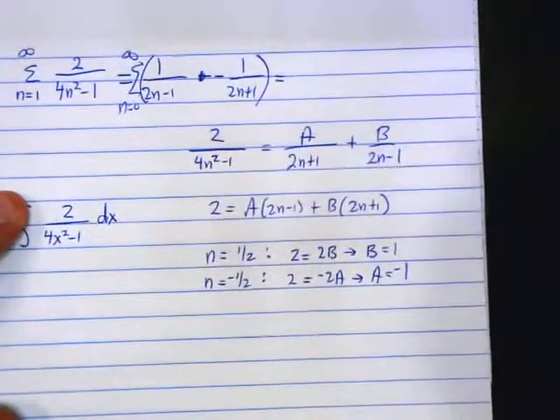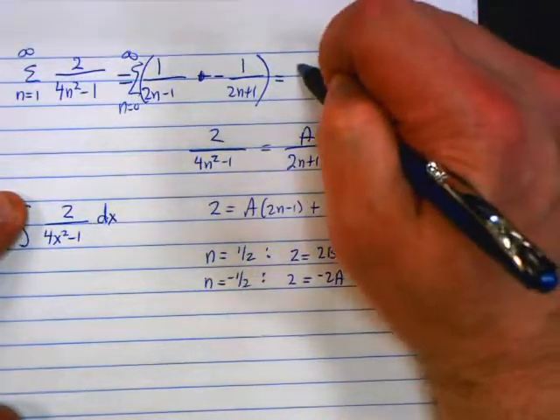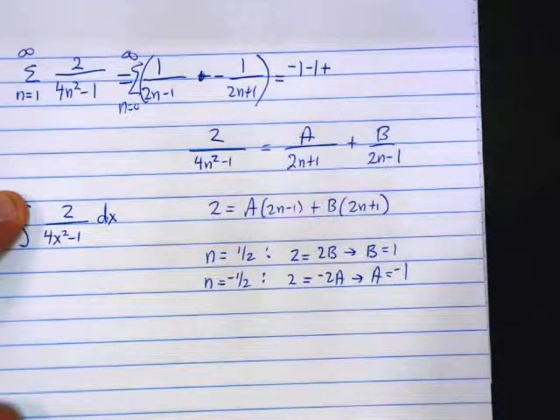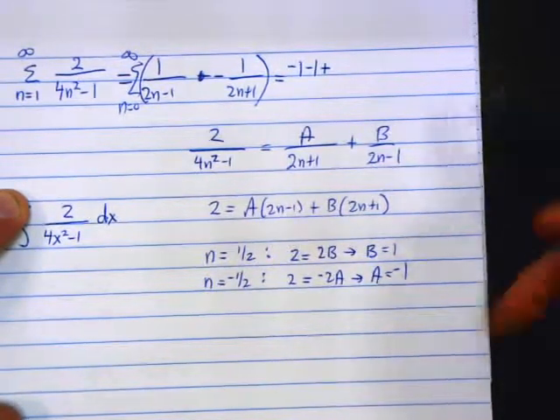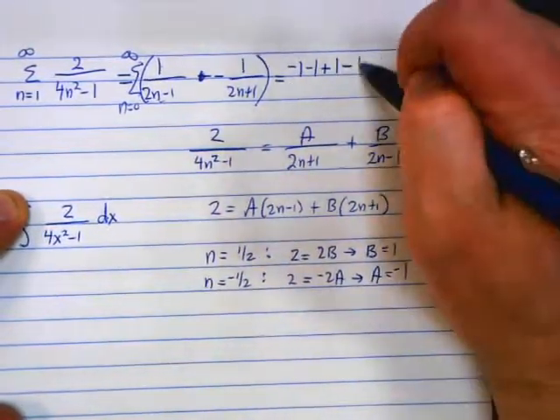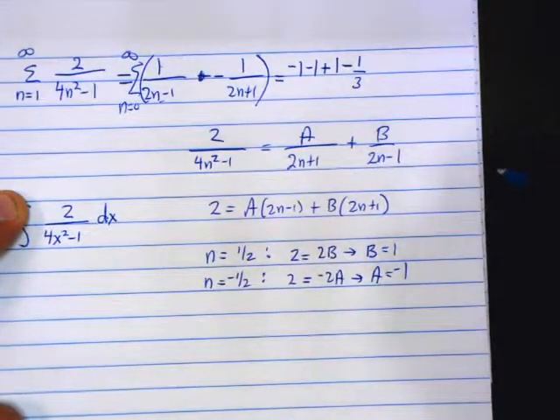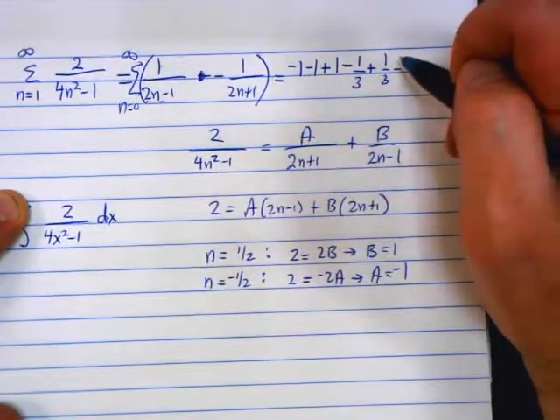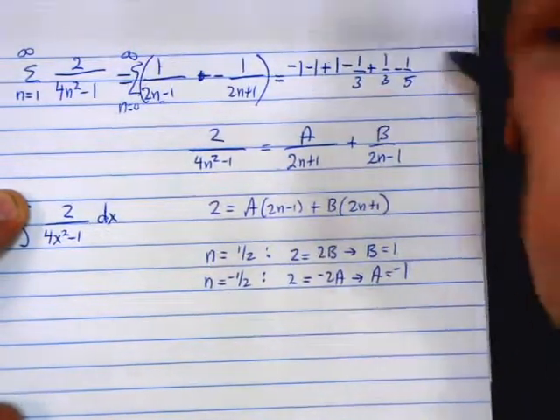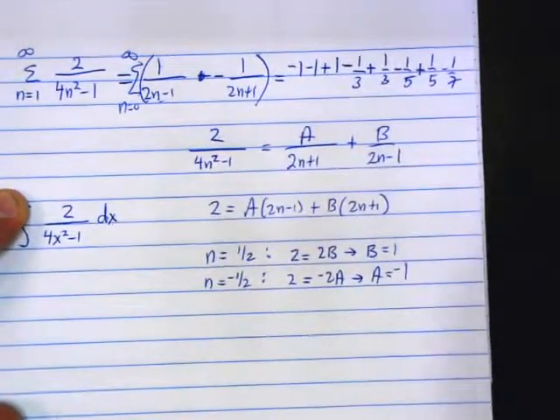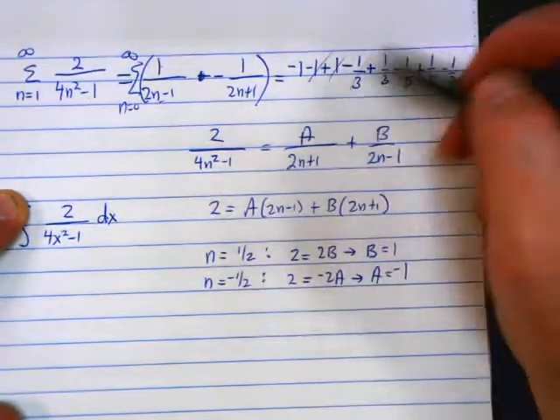So I plug in 0. When I plug in 0, I get -1 minus 1, plus. I plug in 1. What do I get when I plug in 1? 1 over 1 minus 1/3, plus. I plug in 2. When I plug in 2, I get 1/3 minus 1/5. And one more just for fun. When I plug in 3, I get 1/5 minus 1/7. Does it look like it's telescoping? Yeah, those reduce, those reduce, those reduce.